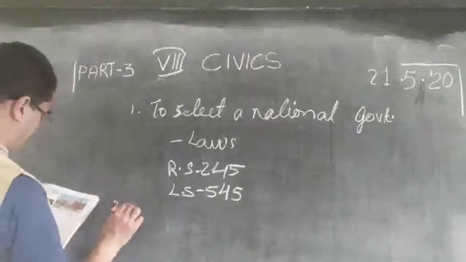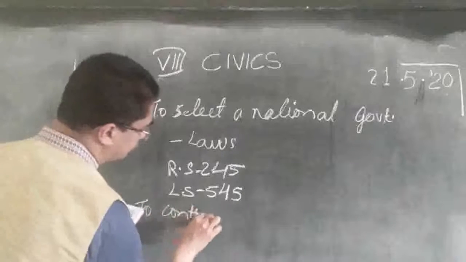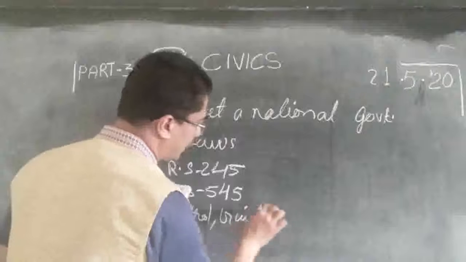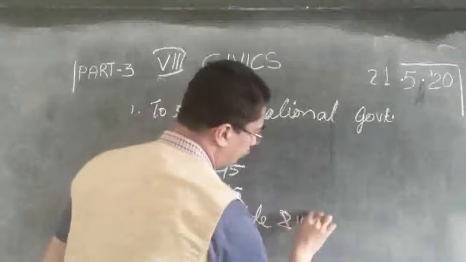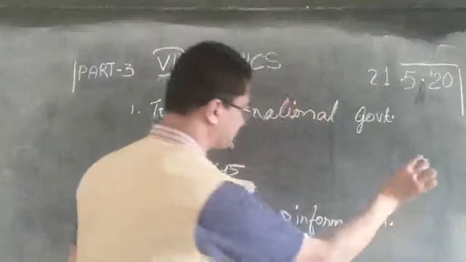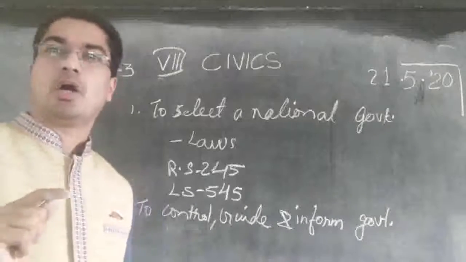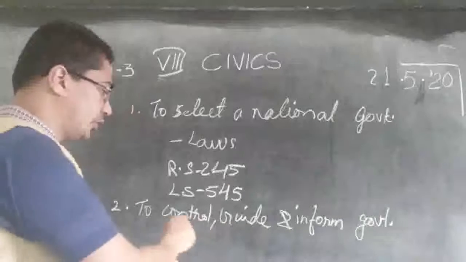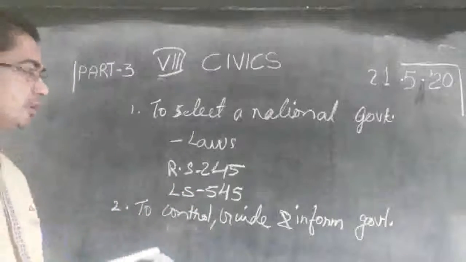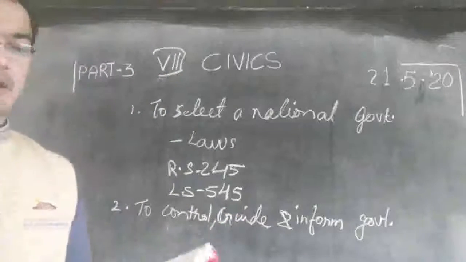That is to control, guide and inform the government. So it is the duty and the responsibility of the members of the parliament to control, to guide and to inform the government. What they are to guide, what they are to inform, let's see. They are to guide, inform and control.